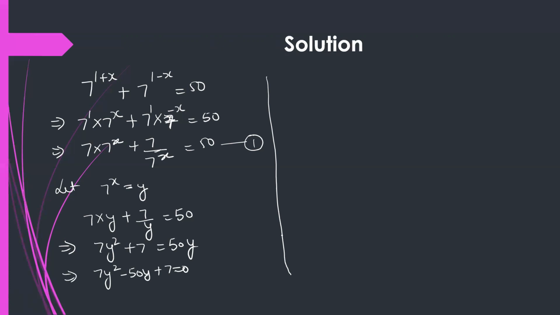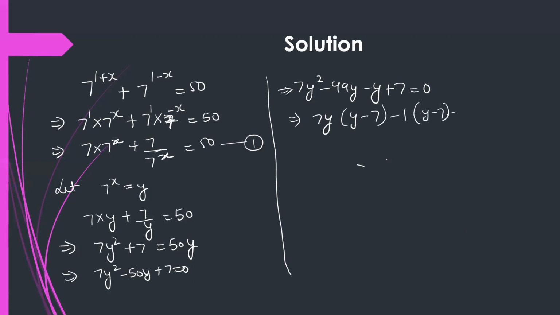Now, this is a quadratic equation. Middle term split. We get 7y square minus 49y minus y plus 7 equals 0. This implies you can take 7y common. You are left with y minus 7 minus 1 (y minus 7) equals 0, which can further be written as (7y minus 1) into (y minus 7) equals 0. So the values of y we are getting are 1 by 7 and 7.